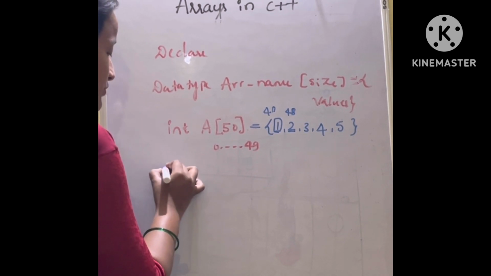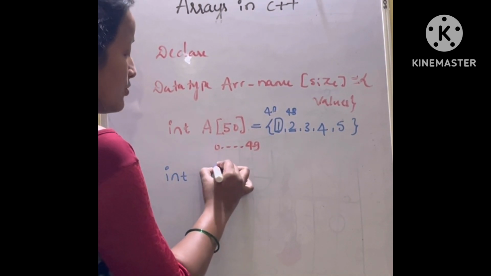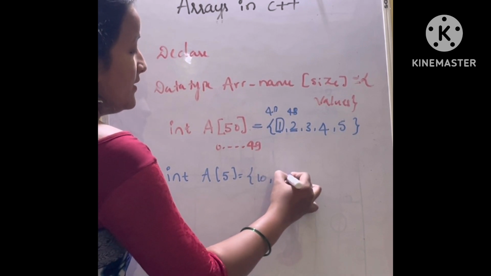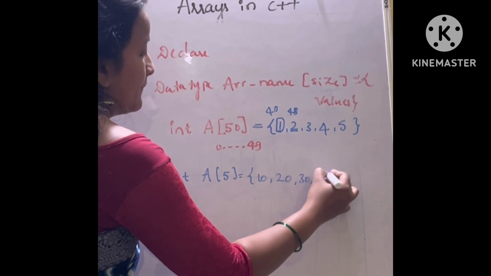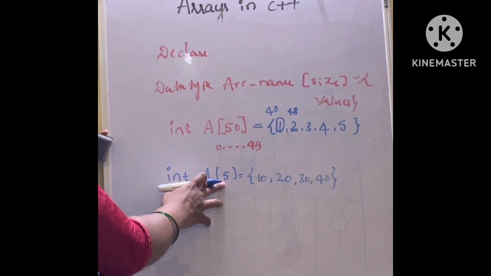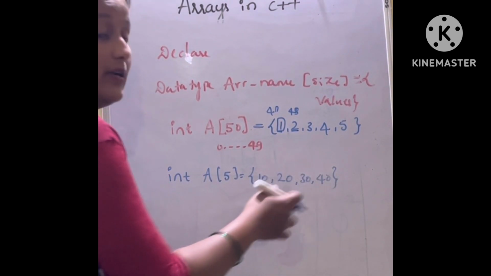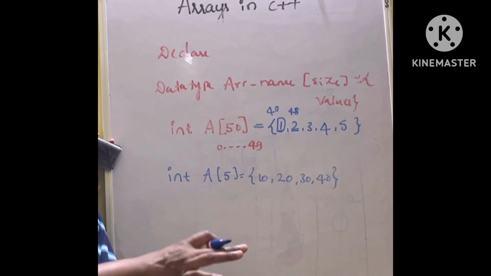Suppose I take one more, int a[5], and I am initializing the values 10, 20, 30, 40. So I have taken the size as 5 here, but I have given only 4 values. What about the fifth one? The fifth one will automatically be 0 itself.